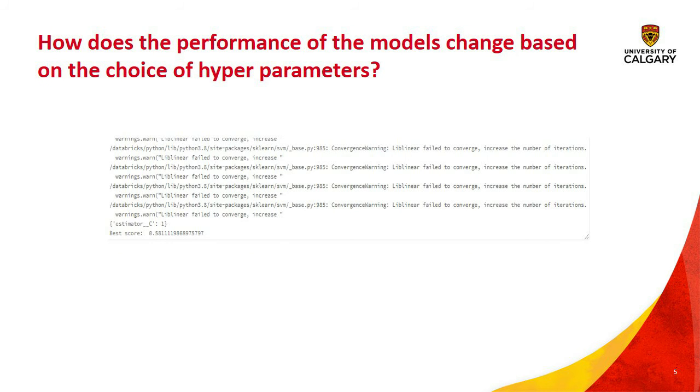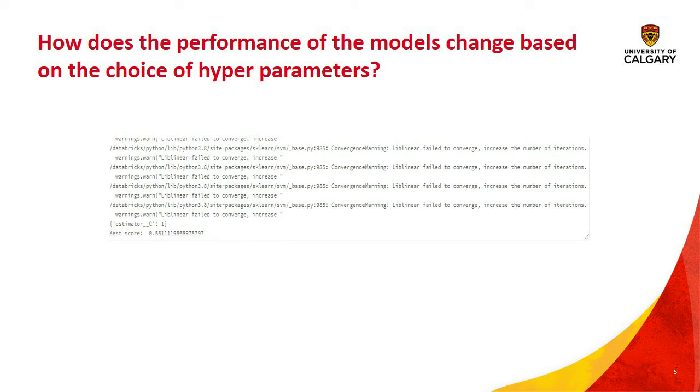So now let us talk about how the performance of the models changes based on the choices of hyperparameters. Attempts have been made to explore the hyperparameters for the project, and we first explore the performance of the linear SVC model. With linear SVC, we explore the regularization parameter, or the C parameter, and we explored the effects when C is set to the values of 0.001, 1, 100, and 10,000.